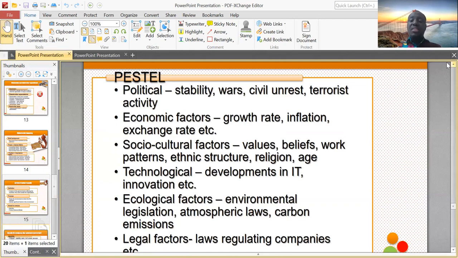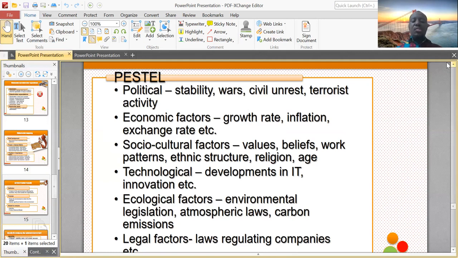Technology is fast changing. These days, technology is moving at a very, very fast pace. So technologically, you need to understand where you are. What are the things that are emerging in the external environment? Otherwise, if you are not abreast with technology, your business can be wiped out. It can be wiped out in a second.